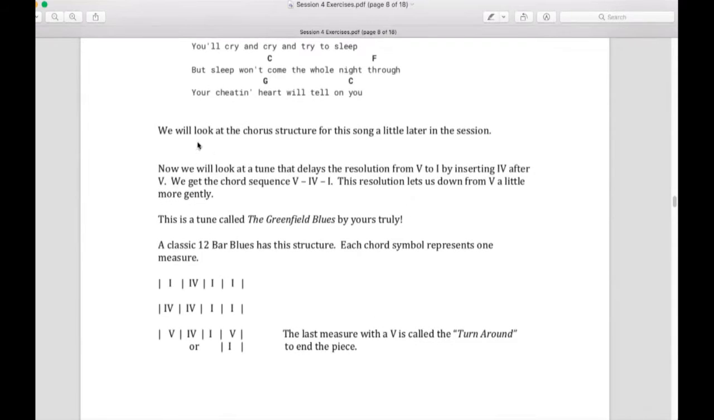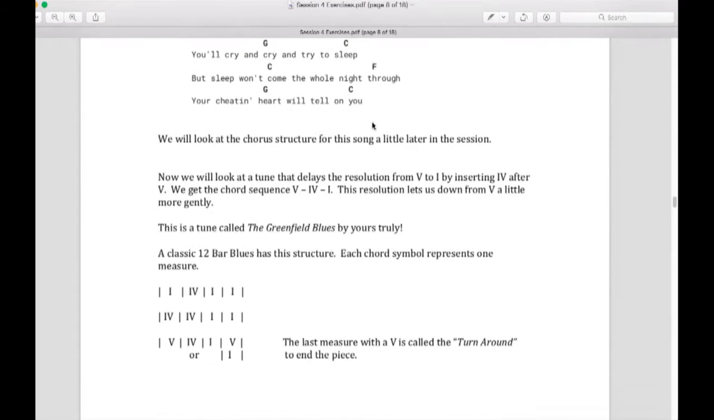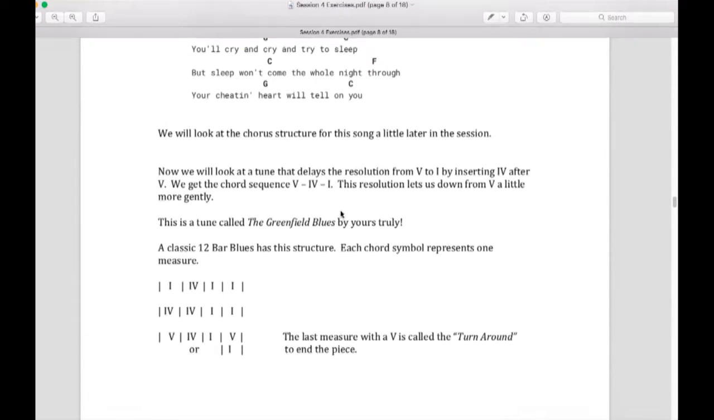Now, the next thing we're going to do is invert what happened here. Here we delayed the move to 5 by sticking 4 between 1 and 5, correct? Now we're going to look at delaying the resolution of 5 by inserting the 4 after the 5 chord.